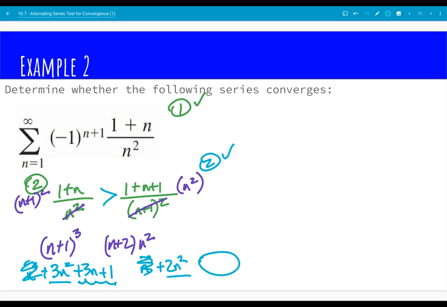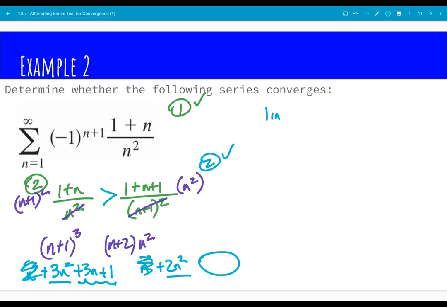We could also do this by taking the derivative of this with respect to n and show that that derivative is going to be a negative value. And that negative value then means that it's a decreasing function. So we could also use a derivative there, which in this case might have been a little bit quicker.